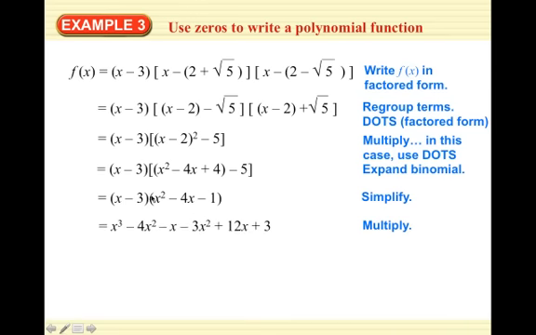So that's going to give us x cubed minus 4x squared minus x, distributing the x. Now let's go back and distribute the minus 3. Minus 3 times x squared gives us minus 3x squared. Negative 3x times negative 4x gives us plus 12x. Negative 3 times negative 1 gives us plus 3. And so let's combine some terms. And we get x cubed minus 7x squared plus 11x plus 3.